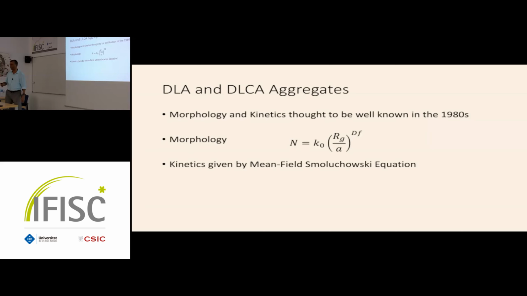Several people in the 70s and 80s worked on that, and they wrote a review, they wrote a book. And when a book is written, you say that, okay, that chapter is closed, we know. And so the morphology of these both types of clusters are fractals. And so the number of particles there is given by the linear size, Rg we call it, and the fractal dimension, which is less than the spatial dimension. So that's why they are called fractals.